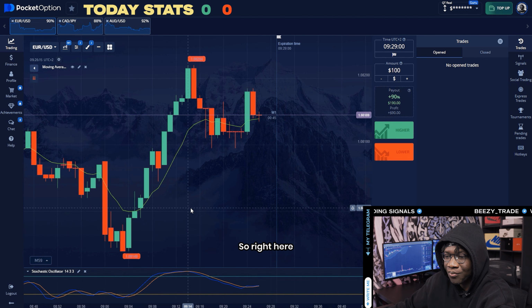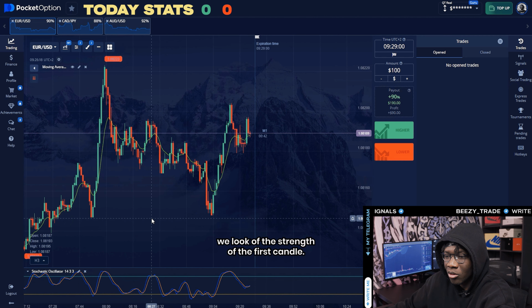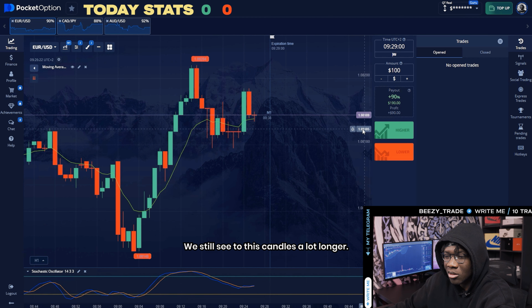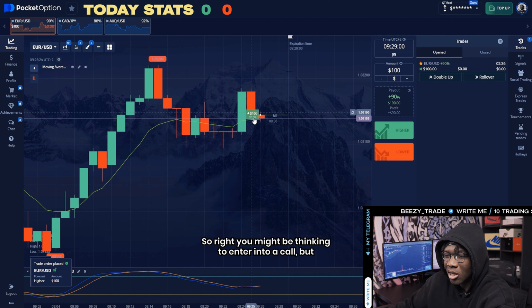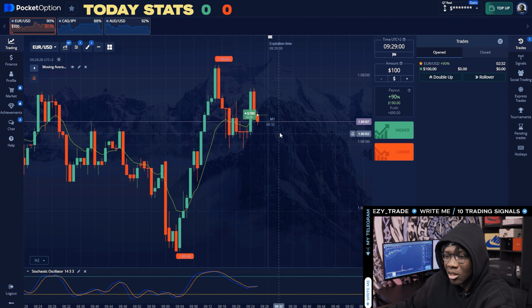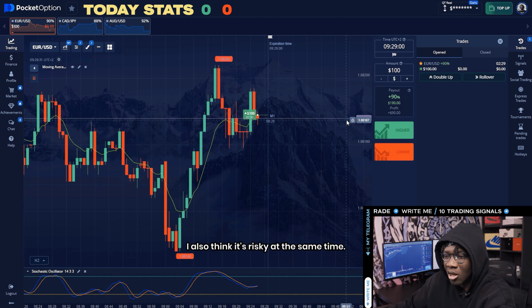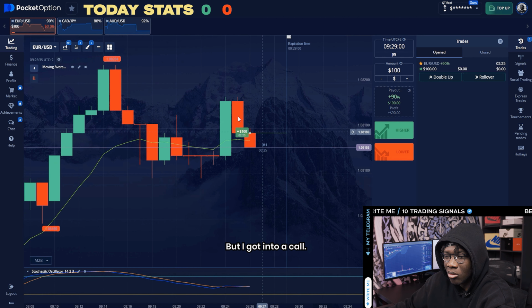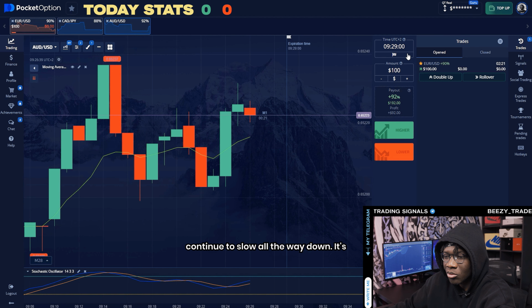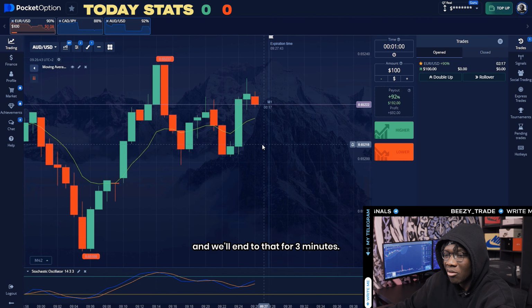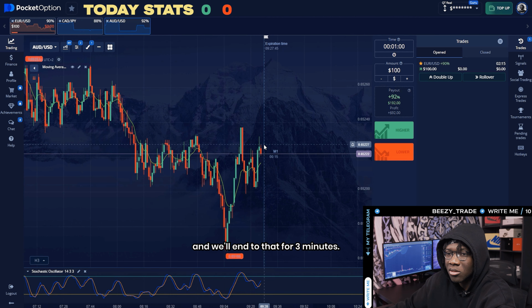So right here, we look at the strength of the first candle. We still see that this candle is a lot longer. So right here, we might be thinking to enter a call, but I also think it's risky at the same time. But I'm going to enter a call. I think that the price might continue to flow all the way downwards, and we'll enter that for 3 minutes.